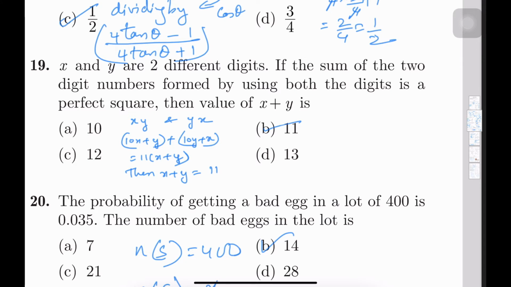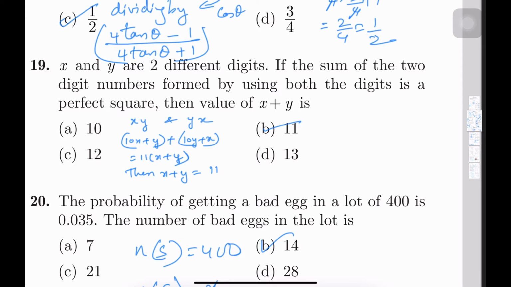If the sum of the two digit numbers formed by using both the digits is a perfect square, then the value of X plus Y is. Now we are having the sum of two numbers formed by using both the digits is a perfect square. So the two different digits, it seems, you are having XY and YX. These two are different digits.